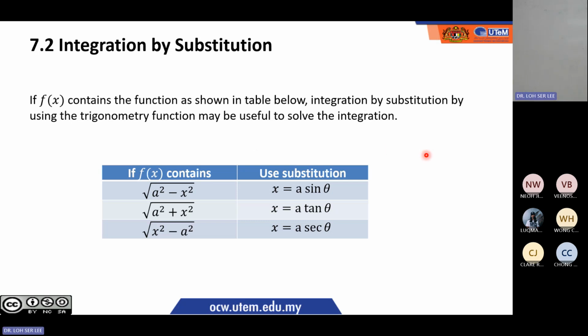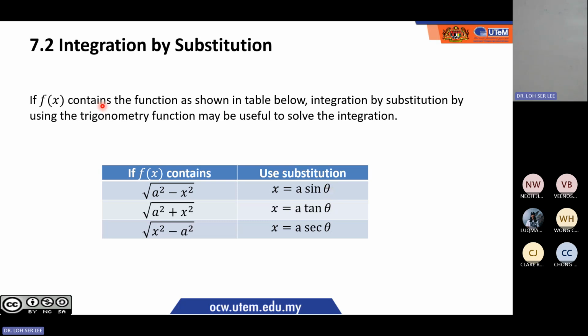Okay, my class. Let's continue this integration by substitution. This one involves the substitution of trigonometric functions.